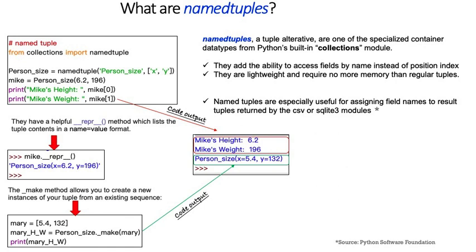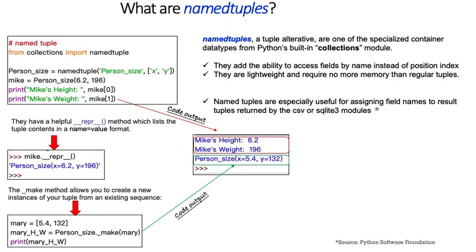So Mike equals person_size, the variable I just created, my named tuple, and I give him values for X and Y. So 6.2 and 196, or 6 foot 2 inches and 196 is what that represents. So then I print Mike's height and Mike's weight. So for height, Mike[0] is going to be the first value, 6.2, and Mike's weight will be Mike[1], and that'll be 196 pounds. And if you look at the code output, follow the red arrow, we'll see that it's exactly what gets printed out.